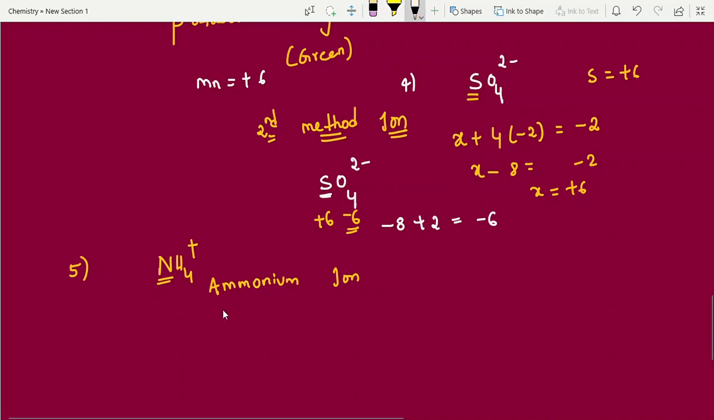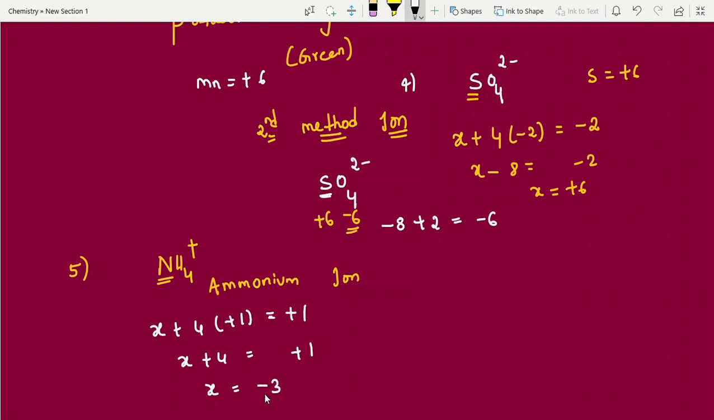Okay. x plus 4 into plus 1, equal to the charge, plus 1. That's it. So x plus 4 equals plus 1, right? So x equals how much, students? x equals minus 3, right? That's all. Easily you can calculate. Finally, nitrogen is minus 3.